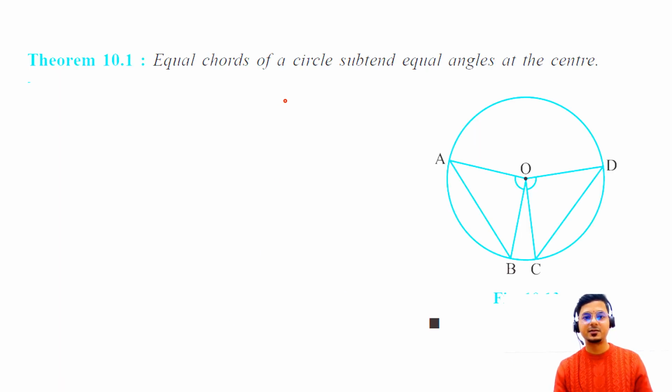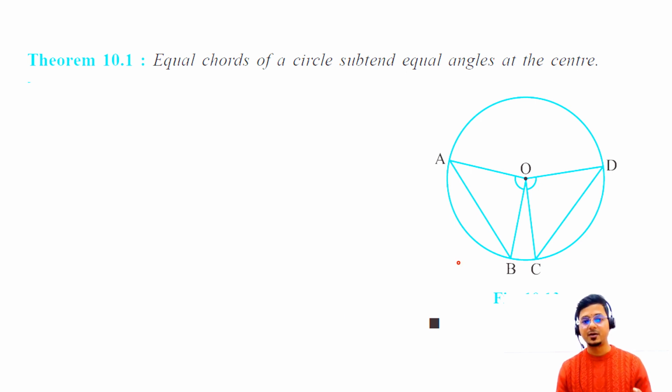So let's start the first theorem of this chapter, and this is theorem 10.1. It says that equal chords of a circle subtend equal angles at the center. That means if two chords are equal, then they will subtend equal angles at the center of the circle. That means their central angles are equal. So let's prove this theorem.